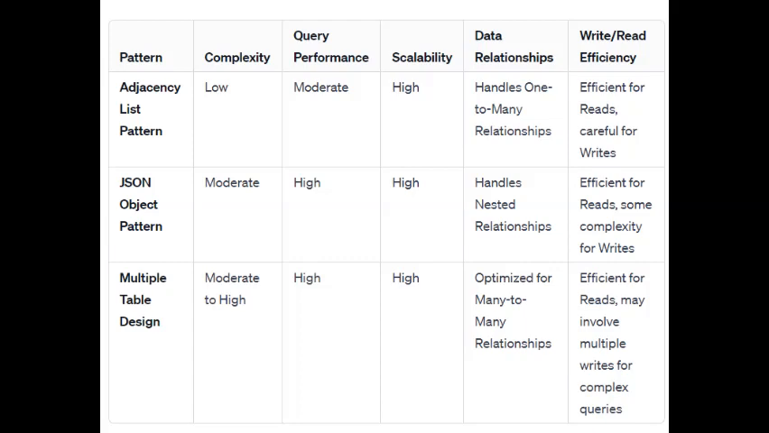Summary. Use cases. Adjacency list: one-to-many relationships. JSON object: nested relationships within a single item. Multiple table design: many-to-many relationships or scenarios requiring specific query optimizations. Trade-offs. Adjacency list: simplicity with some limitations on specific queries. JSON object: flexibility but may require careful handling for specific query scenarios. Multiple table design: optimized for specific queries but involves managing multiple tables.